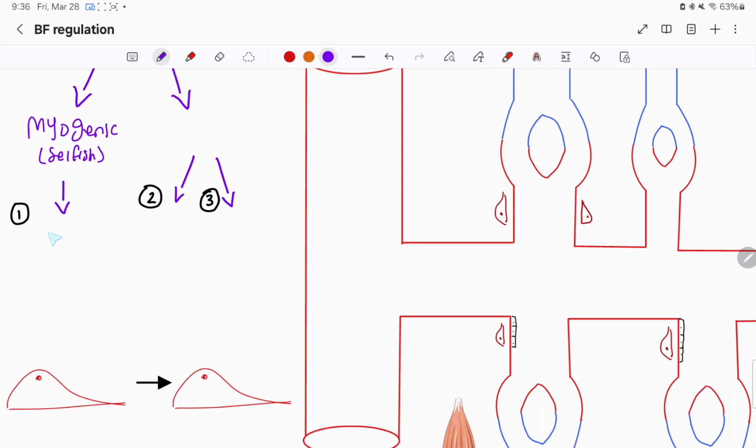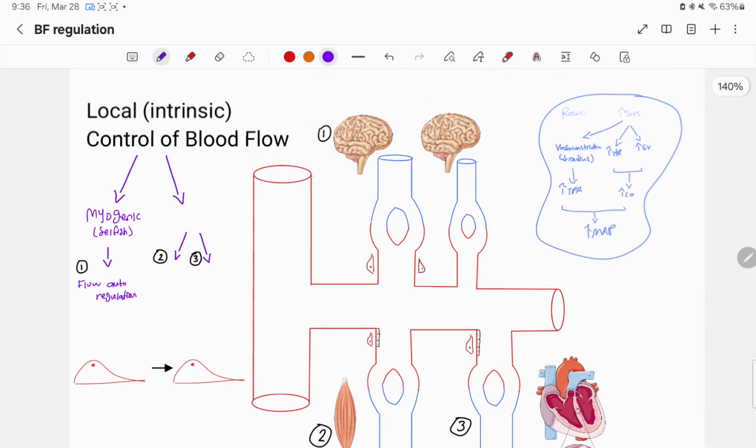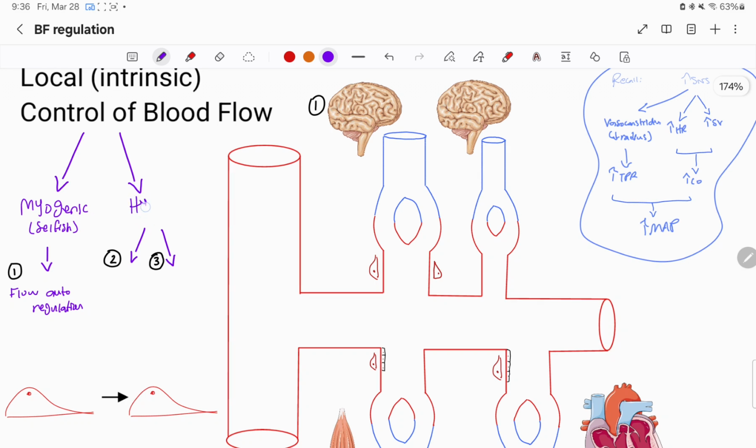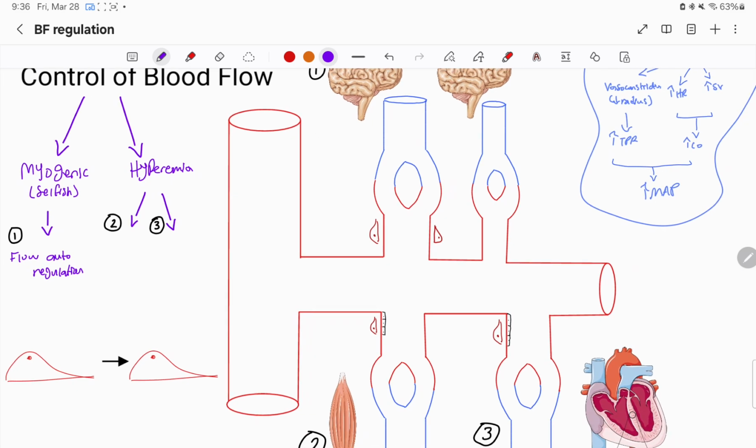The myogenic response will allow for something called flow auto-regulation, okay? And again, don't worry if you don't understand this quite yet. We will look at it in depth here. Another thing you have to understand is that there are other mechanisms of controlling blood flow locally. The other one refers to hyperemia. Hyper means high. Emia refers to blood flow. So high blood flow. There's two ways of achieving hyperemia. One of them is called active hyperemia. The other one is called reactive hyperemia.